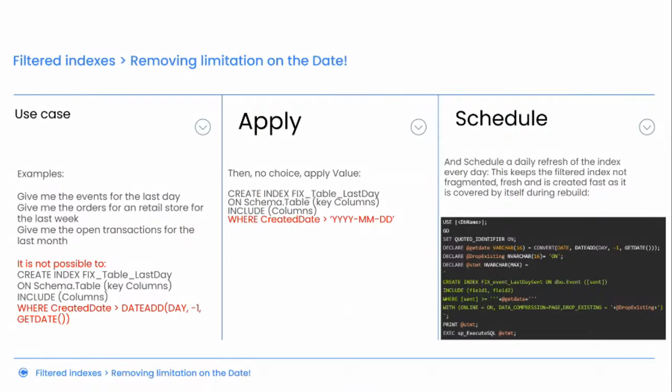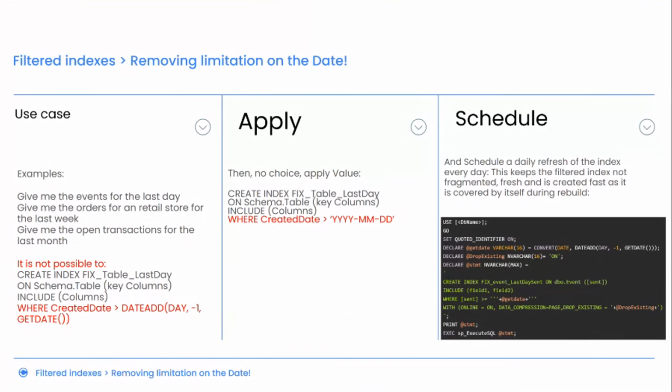So you apply a date like YYYYMMDD, for example, to specify the day, but you have to schedule a daily refresh on the index every day, so that the filter index will not be fragmented. Because you rebuild it, it will be fresh for the last day, and will be created very fast as it is actually covered by itself.